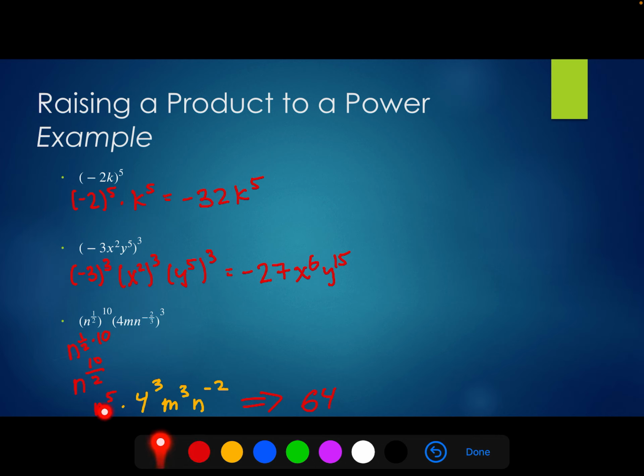So n to the fifth power times n to the negative second power. Remember, powers of the same base, we have to add our exponents. So 5 plus a negative 2, that gives us 3. So this is going to be n to the third, and then our m cubed. We don't have any powers of the same base with this m cubed, so we're just going to leave it like that. M cubed. And here's our final answer, 64 n to the third, m to the third.